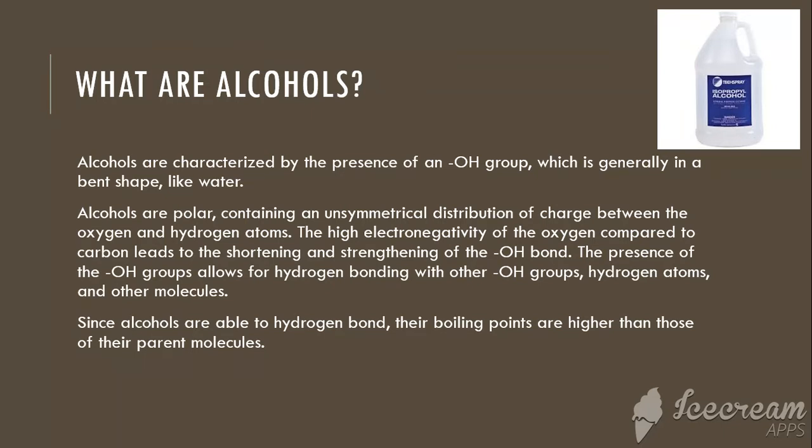The presence of OH groups allows for hydrogen bonding with other OH groups, hydrogen atoms, and other molecules. And since alcohols are able to hydrogen bond, their boiling points are higher than those of their parent molecules. And this is just an example up here, some isopropyl alcohol, otherwise known as rubbing alcohol.